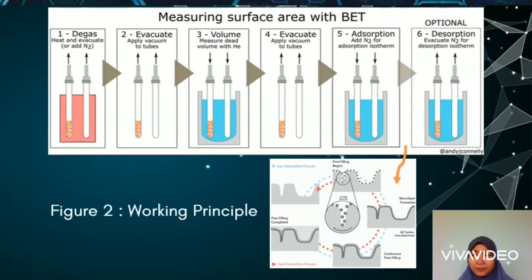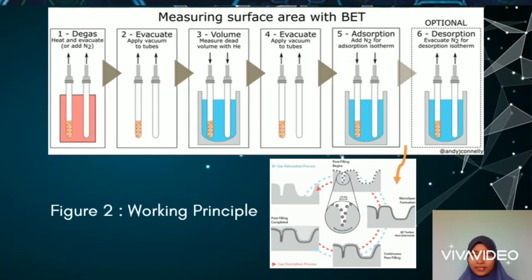This is the same, the aim is to speed up the analysis. And the fourth one is we evacuate for the second time because we need to clear up all the pores. We don't want any impurities in the pores. We just want the empty pores with the adsorbent only.